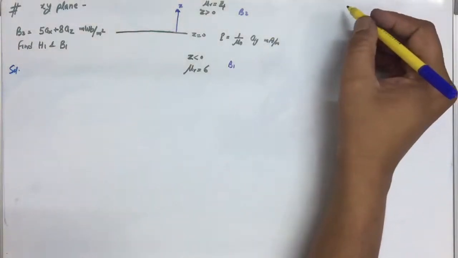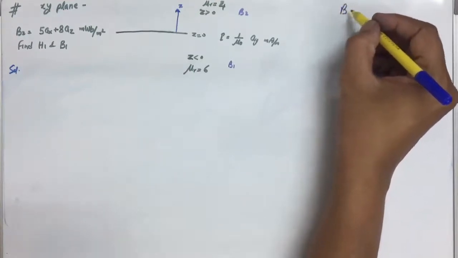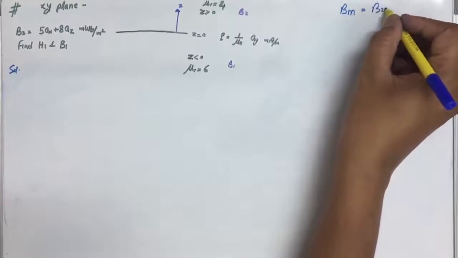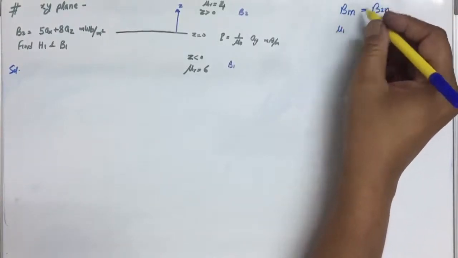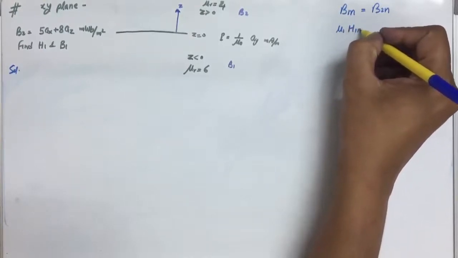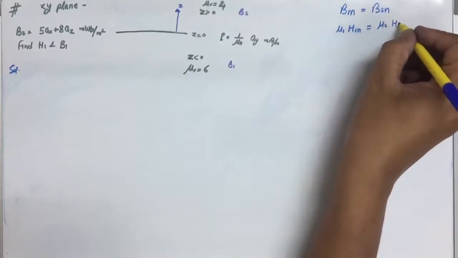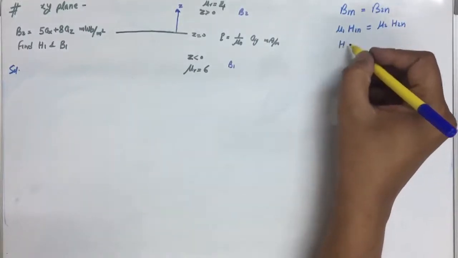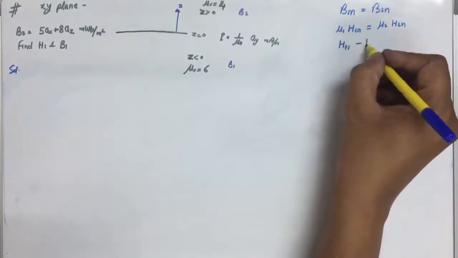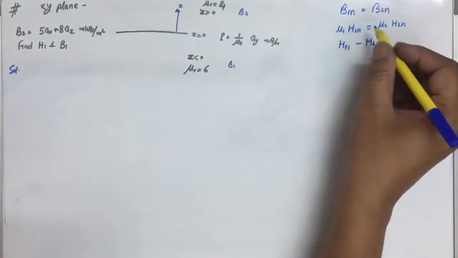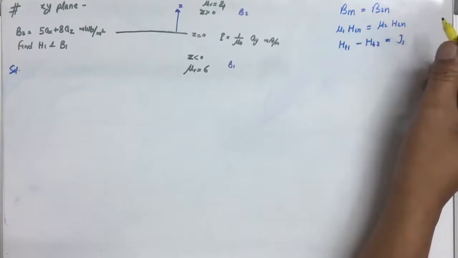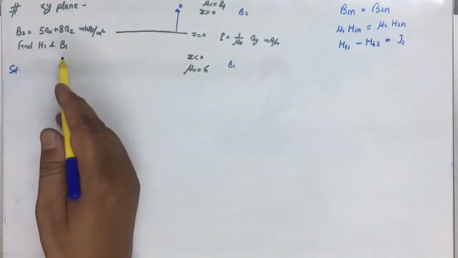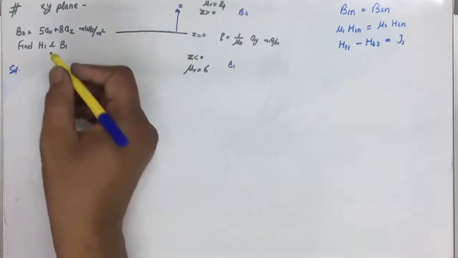The relationships that we derived at the boundary between B and H were B1n equal to B2n, and from here mu1 times H1n equals mu2 times H2n. And the third relationship was H_T1 minus H_T2 equal to the current density. So there were three relationships that we have derived, and on the basis of these we can find H1 and B1. So let us start from the known value, that is B2.